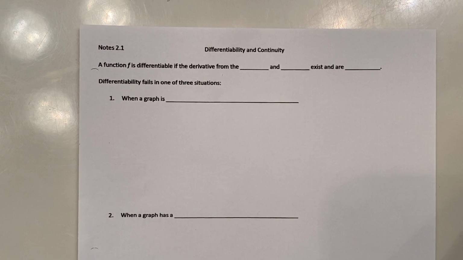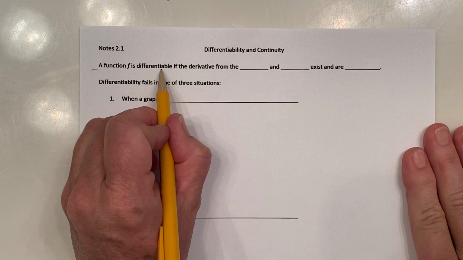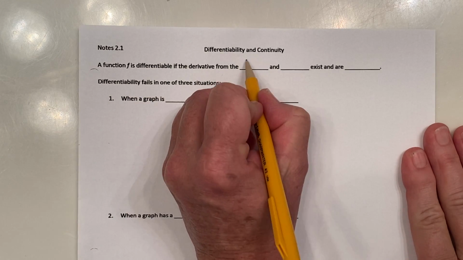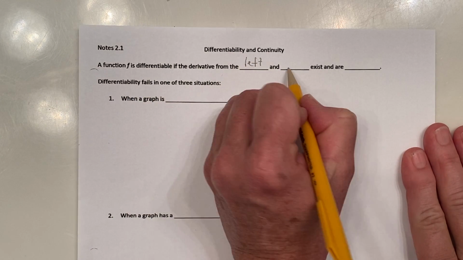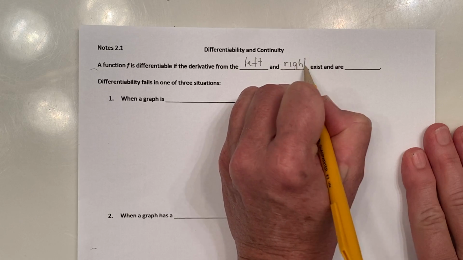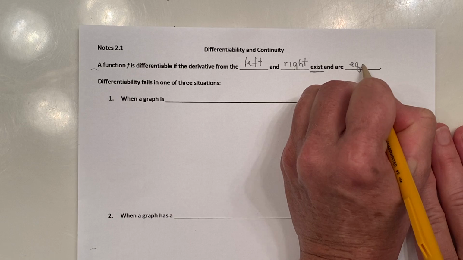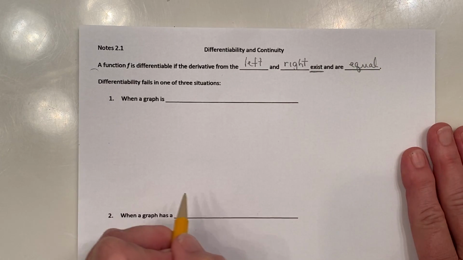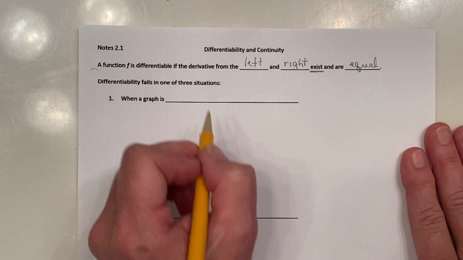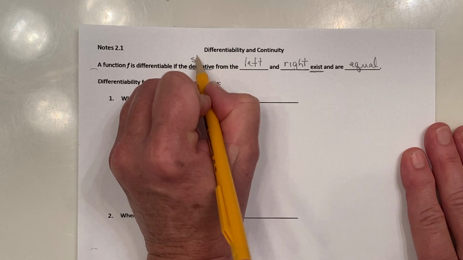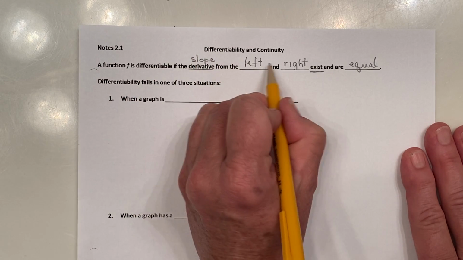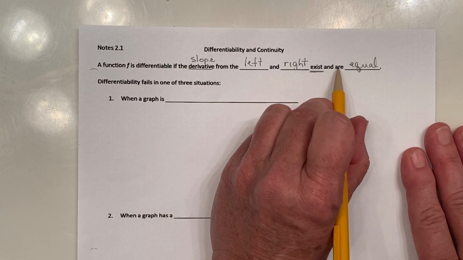In this lesson, Notes 2.1, we're going to be looking at differentiability and continuity. A function f is differentiable if the derivative from the left and right exists and are equal. Remember, derivative, think slope. If the slope from the left and right exist and are equal.